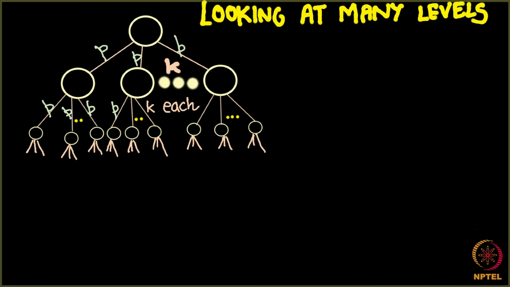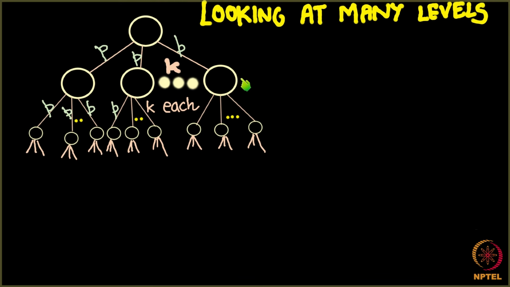What we want to do next is look at how the contagion spreads here, again looking at many levels. Here we have a node, and this node has k children. Each of these k children again has k children, and each of those again has k children. The probability of infection here is p.